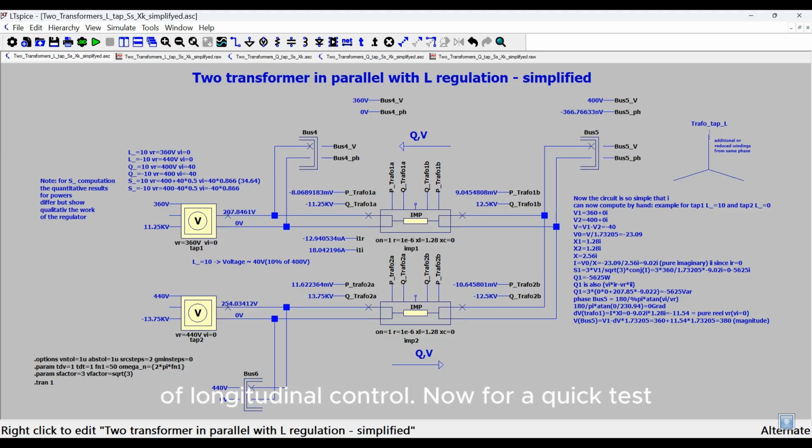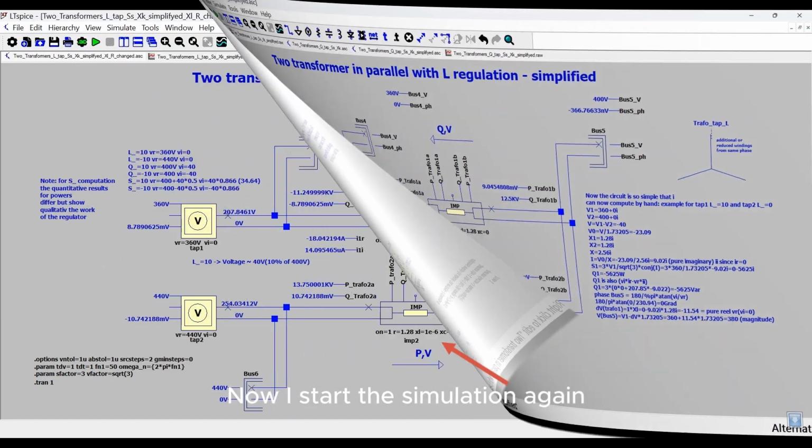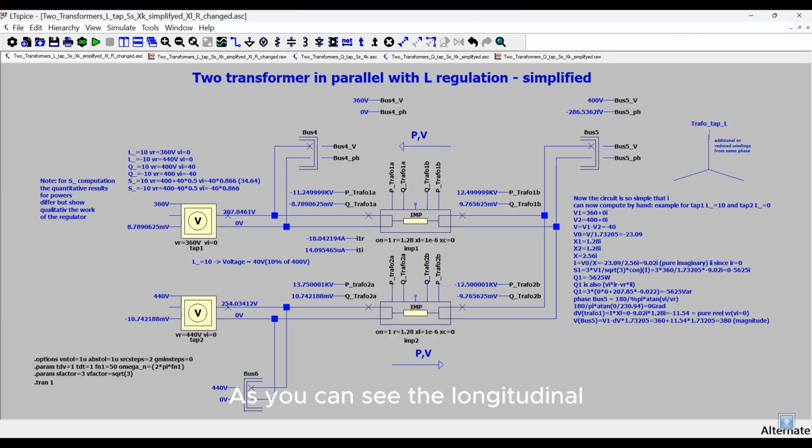Now for a quick test, I changed the transformer impedance by setting it to purely ohmic, R equals 1.28, XL equals 1e-6. Now I start the simulation again. As you can see, the longitudinal control now behaves like the quadrature control. Instead of shifting reactive power via the transformers, active power is now shifted. This means that longitudinal and quadrature control only work because the transformer impedance is largely imaginary.